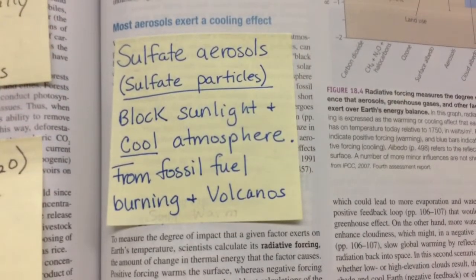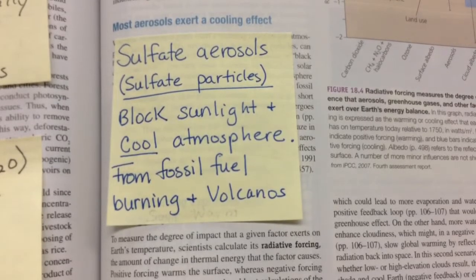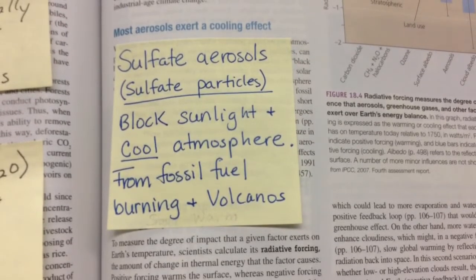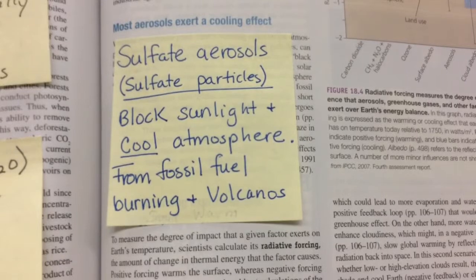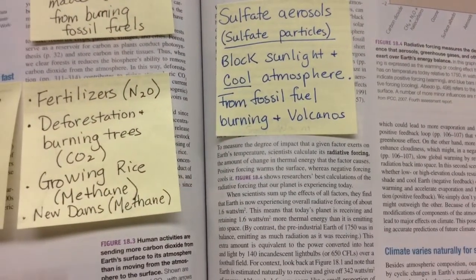Volcanoes, all of the particles that they emit can also block heat. We saw this happen in the 1880s with a volcano in Indonesia called Krakatoa. And when it erupted, it emitted so much sulfate particles into the atmosphere that summer it was so cold that crops didn't grow in Europe, and they had famine because of that volcano all the way across the world.